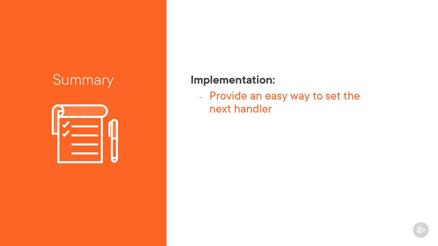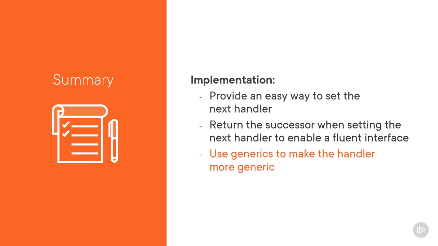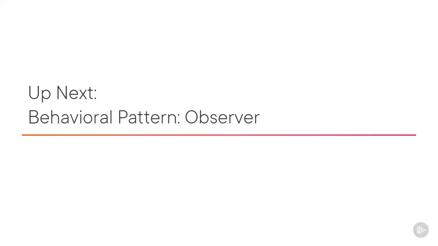A good idea is to return the next handler, the successor, from that method to enable a fluent interface. Also, use generics to make the handler more generic instead of tying it to a specific type. Up next, one of the related patterns, the observer.